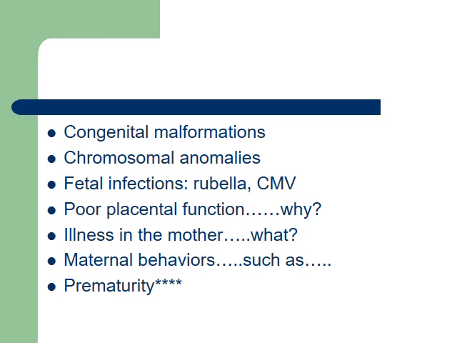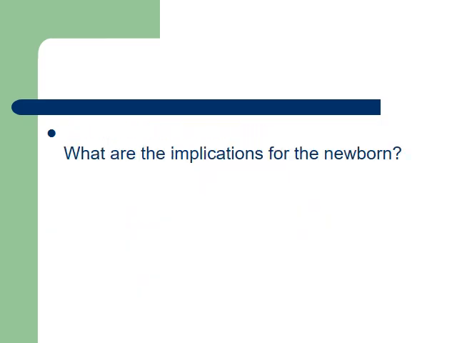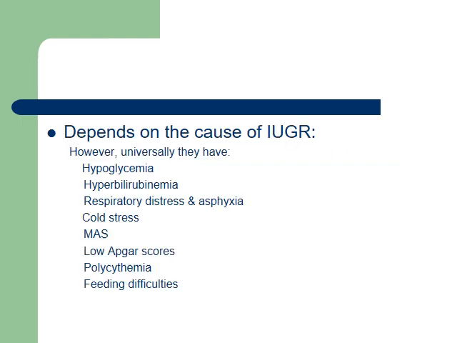And prematurity. Babies that are born early will be small, of course. What are the implications for the newborn? What is it we have to worry about in these babies? Well, it depends on the cause of the IUGR. However, universally, these are the complications that we need to watch for closely in these babies.